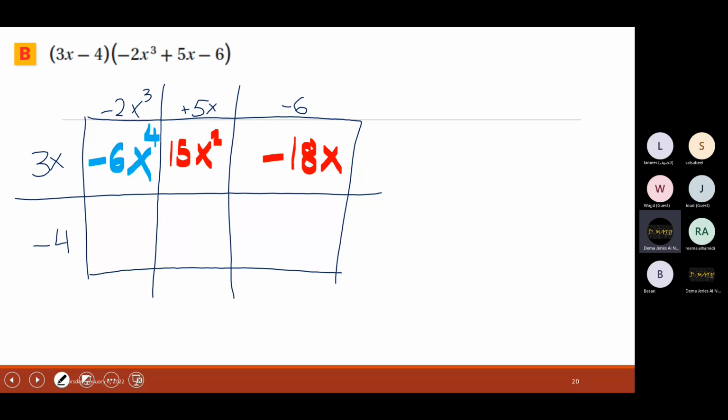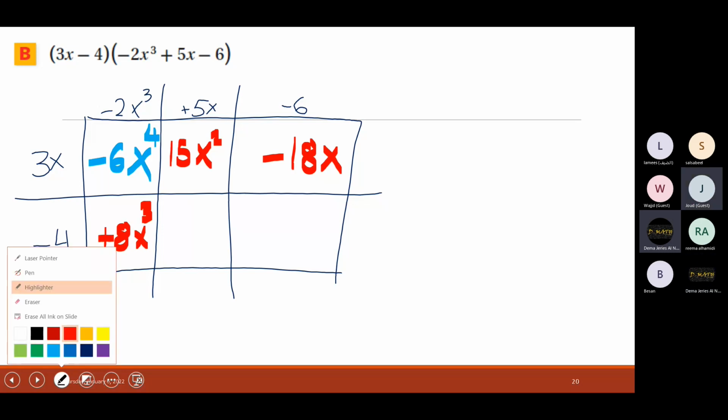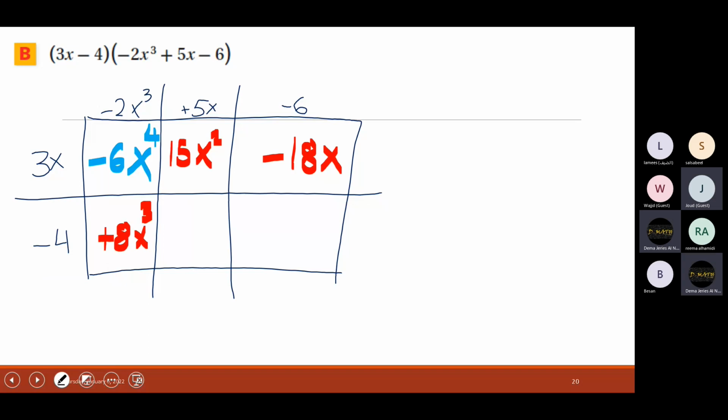Jud. Yes, teacher. Here, you have to multiply negative 2x cubed with negative 4. Positive 8x to the power of 3. Bravo. Then what do you have to multiply? Negative 4 with positive 5x. Bravo, which is?